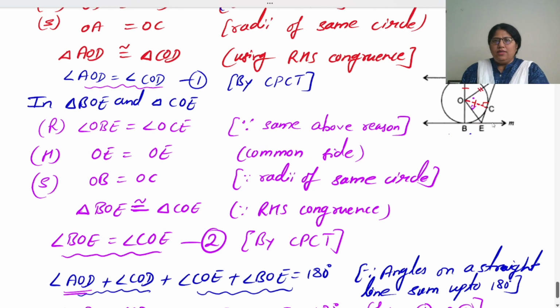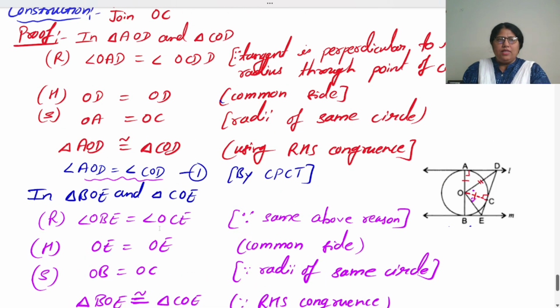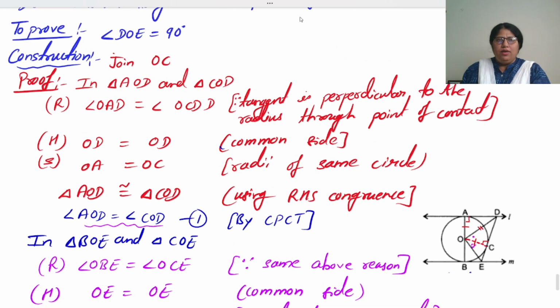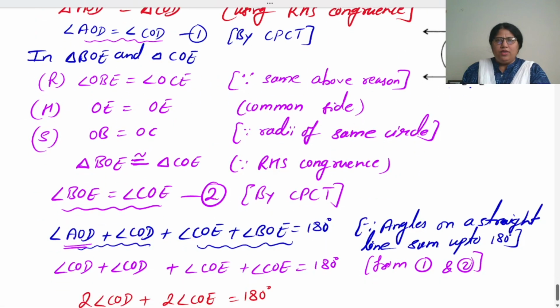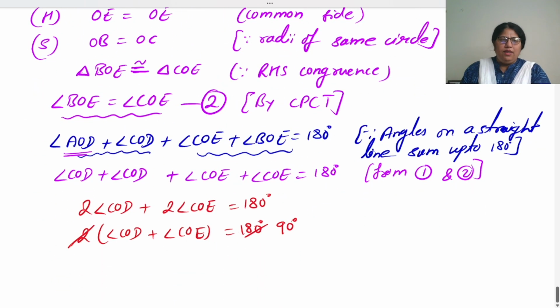Now what is there here? COD plus COE is nothing but this complete angle DOE, right? That was required to prove here. Angle DOE is 90 degrees, right? So we got that result because COD plus COE is nothing but angle DOE, which is nothing but 90 degrees. We reached the result, so just write on, hence proved.